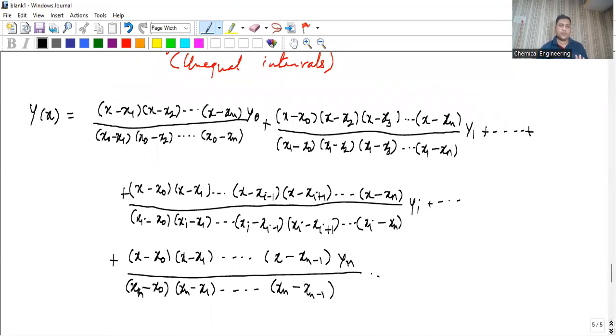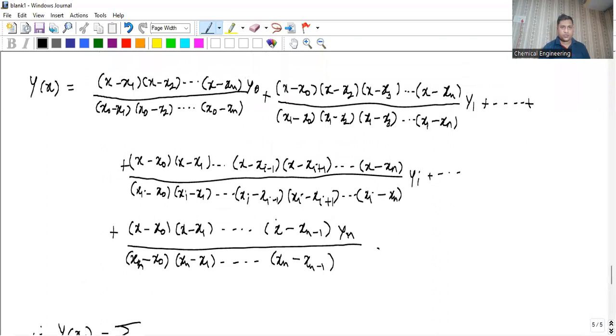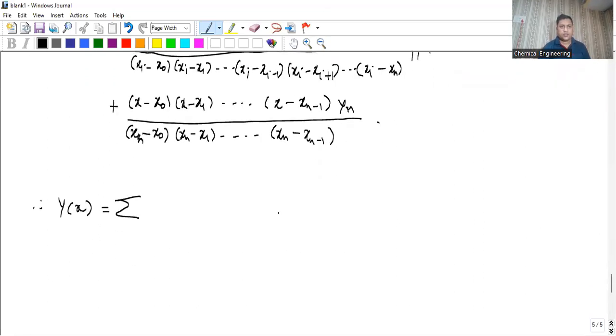Try to understand the construction of this. Now I am going to write the general form for this. So y at x is equal to the summation, with the index running from 0 to n, and this term we can write as a product.